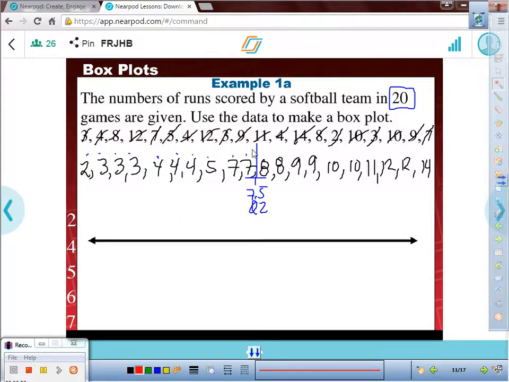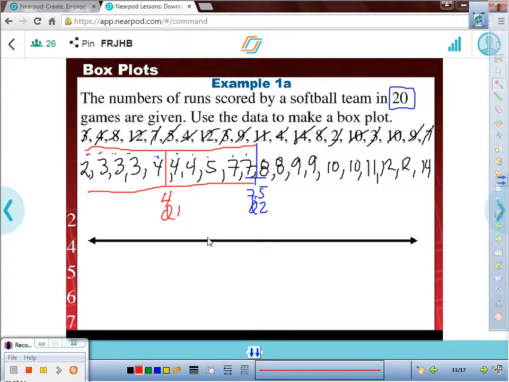So that divided my data into 2 sections, the lower and the upper. I'm going to focus right now on the lower. I have 10 numbers here. Are we there? I'm going to find the median again. 1, 2, 3, 4, 5. The median should be about right here. There is none. That means 4 plus 4 is 8 divided by 2. That is 4, and that's my Q1.